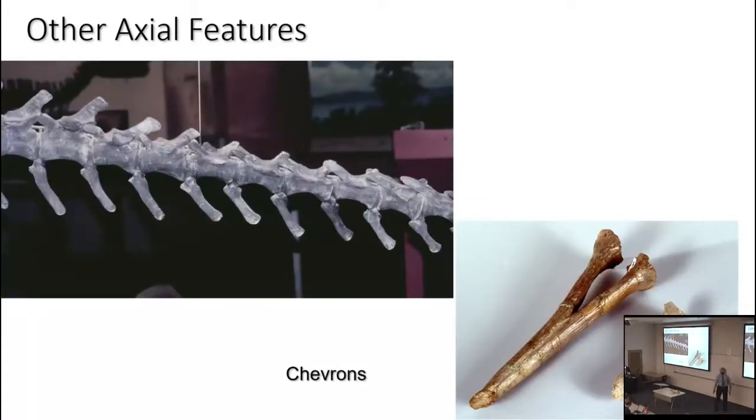On the tail, instead of having gastralia, or ribs, they have what we call chevrons. Chevrons are so called because in dorsal or anterior or posterior view, they look like little chevron structures, like the stripes on a sergeant. And they're sort of upside down versions of a neural arch. They protect the blood vessels and nerve vessels running on the underside of the tail.